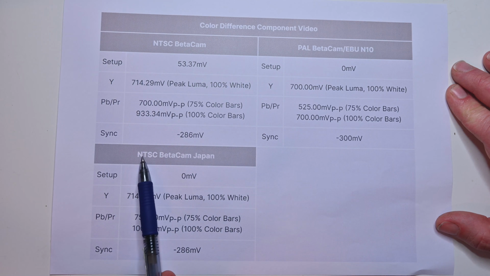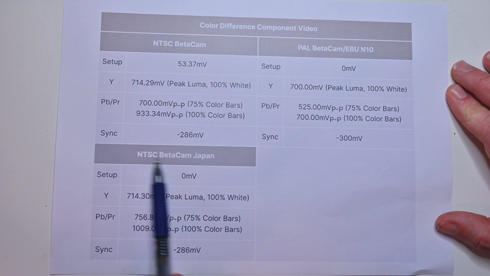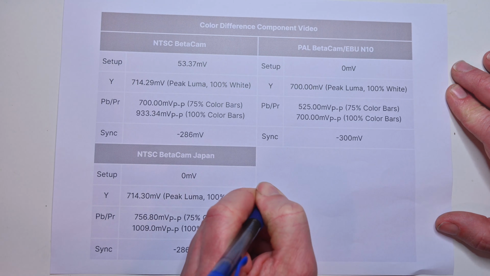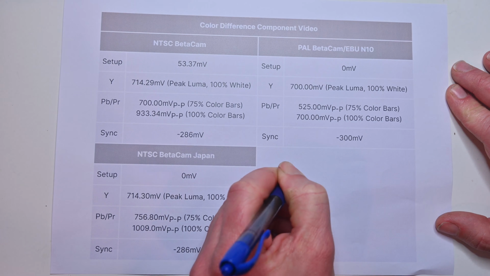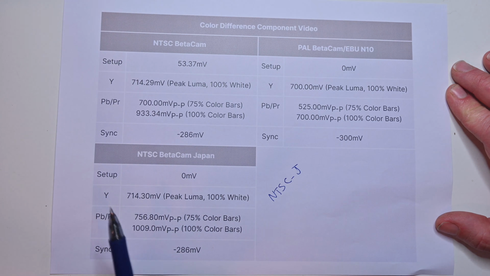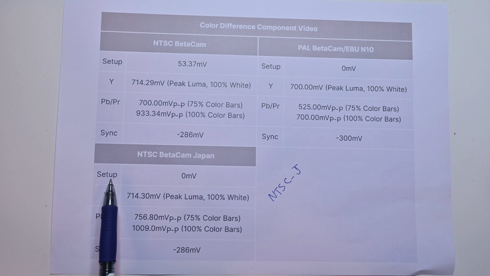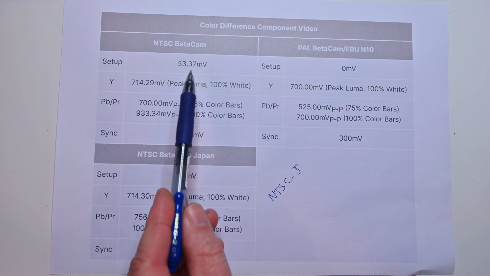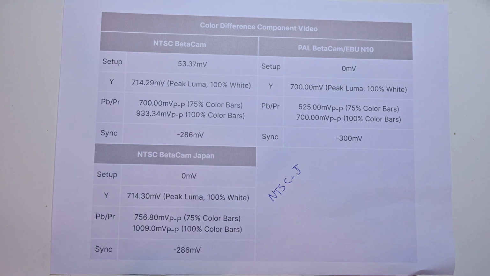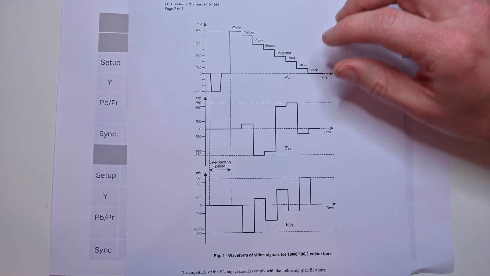So we have the NTSC Betacam Japan. Now this is going to be for the NTSC-J standard, so it's going to be incorporating the differences in that particular system, which I'll just take a moment to explain. You'll notice here this says that the setup is 0 volts, whereas we normally have a 53.37. So this is actually a page out of N10.